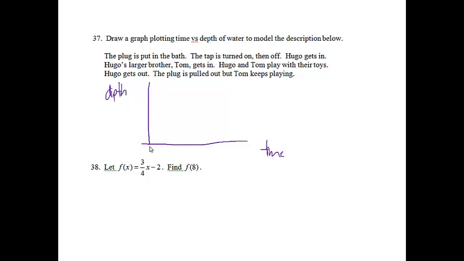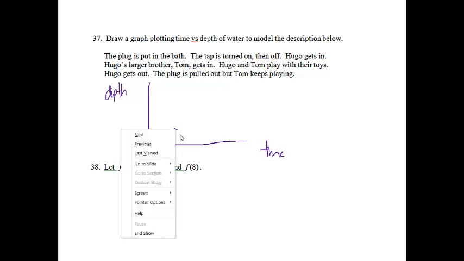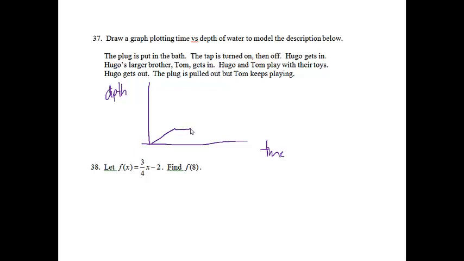Okay, so the plug is put in the bath, so I'm assuming that it starts with no water in it. The tap is turned on, which means we're going to fill probably at a pretty constant rate, and then it's turned off. Well, if I turn the tap off, the water level is going to stay constant for a little bit. Okay, but then when Hugo gets in, if you think about when someone gets into the tub, that makes the water level go up a little bit. And then Hugo's larger brother, Tom, gets in, that's going to make the water level go up even more.